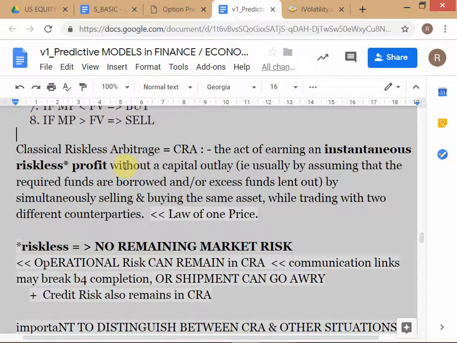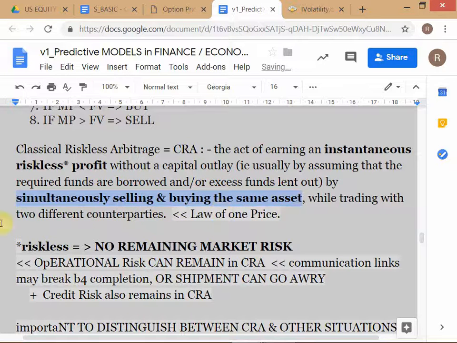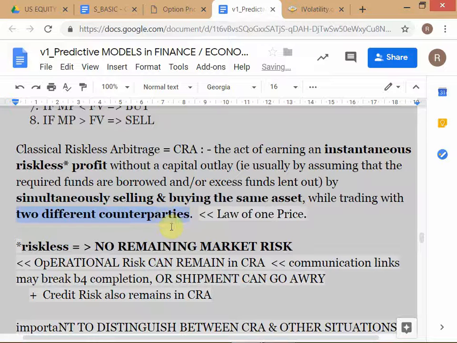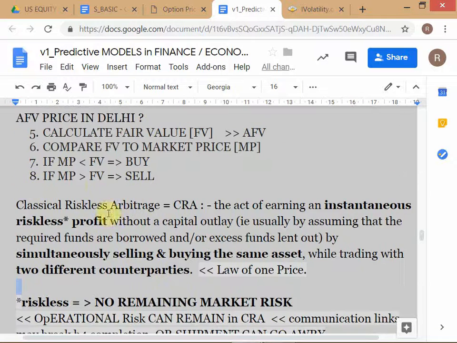Ideally without a capital outlay. Simultaneously selling and buying the same asset, with two different counterparties. This is the crux of classical riskless arbitrage. That is, assuming that no other type of risk manifests itself, your profit should be locked in, guaranteed. No confusion about it. So when you can do this, you call it CRA.